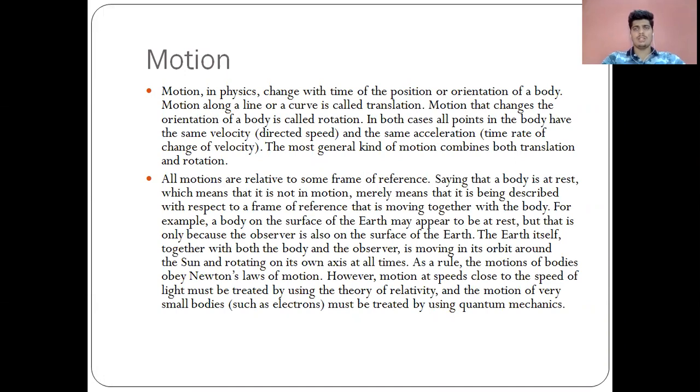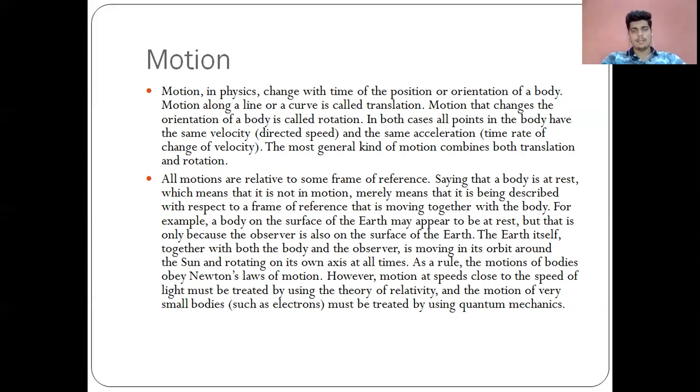For rotational motion, you can think of the example of a fan, and for linear motion, you can imagine a person sliding a box somewhere. So these are some basic examples of rotational motion and translational motion. But in both cases, all the points in the body have the same velocity and the same acceleration. Velocity is the directed speed at which each and every atom is moving, and acceleration is the time rate of change of velocity.